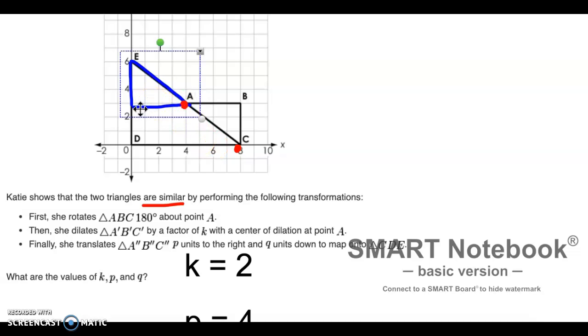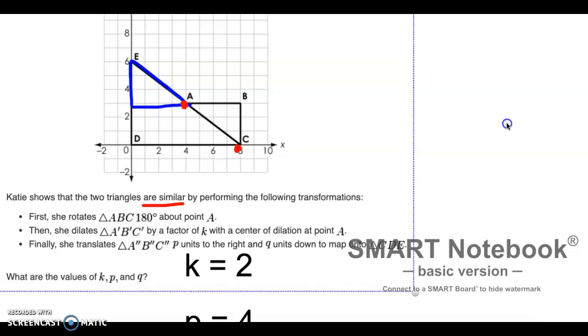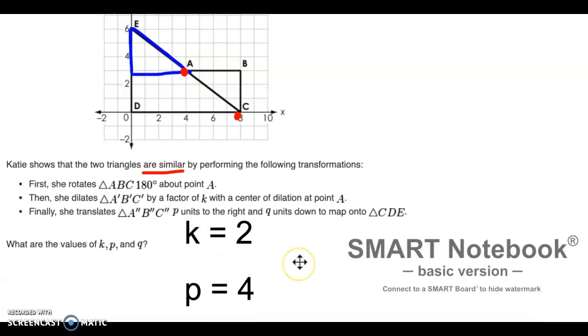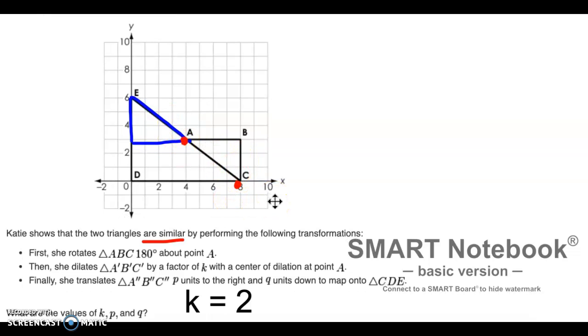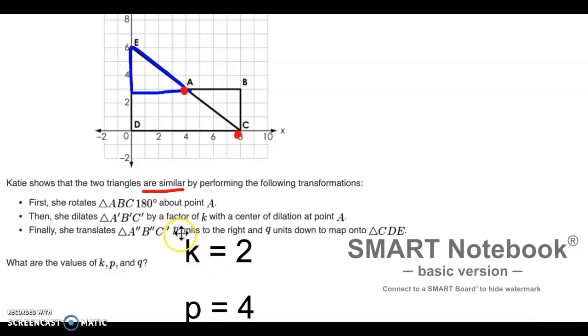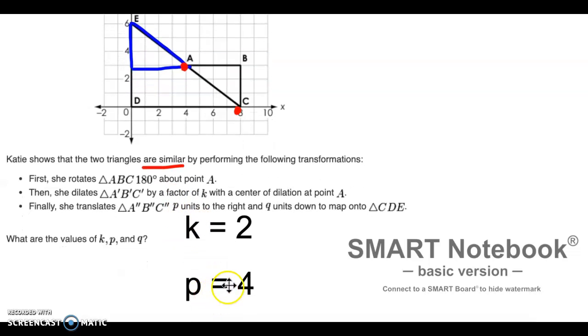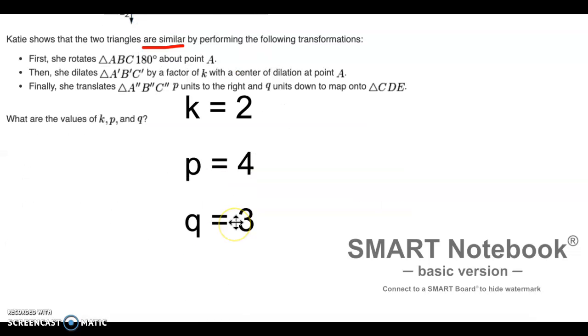Now, after we dilate the triangle, she also moves the triangle. She translates it P units to the right and Q units down to map onto triangle CDE. So this red point, point A, needs to end up where point C is. So if we move 4 units to the right, 1, 2, 3, 4, and 3 units down, my red points will match up. So if P is the number of units we move to the right, the answer is 4. And then we move 3 units down, so Q is equal to 3.